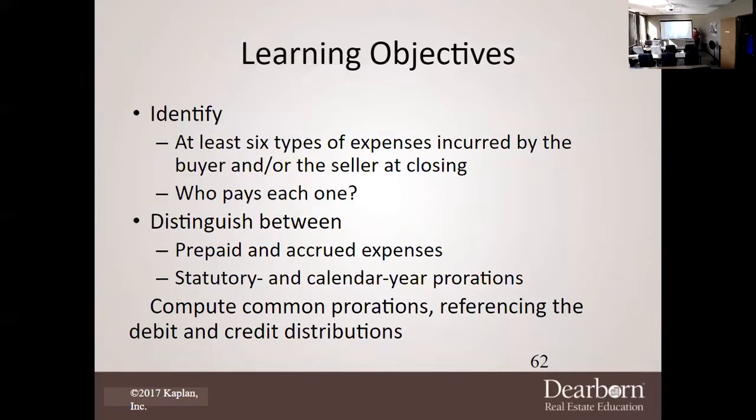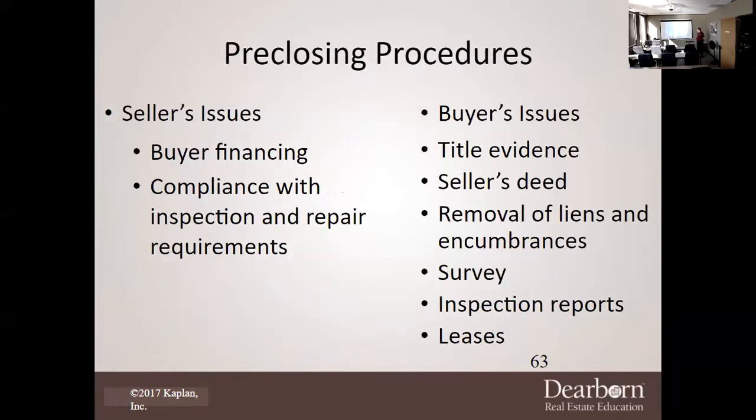We'll further identify at least 6 types of expenses that are incurred by the buyer and or seller at closing, and who's going to pay for each one, as well as distinguishing between what's called prepaid and incurred expenses, as well as statutory and calendar day prorations, and further compute the common prorations referencing the debit and credit distributions.